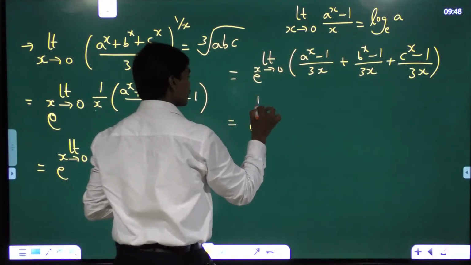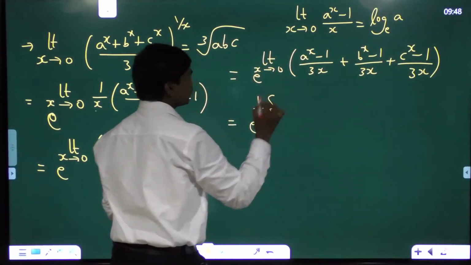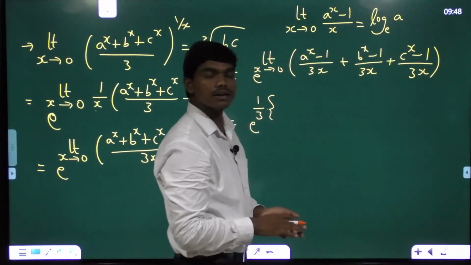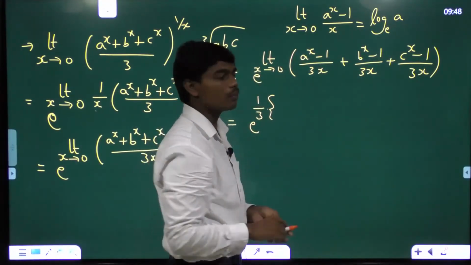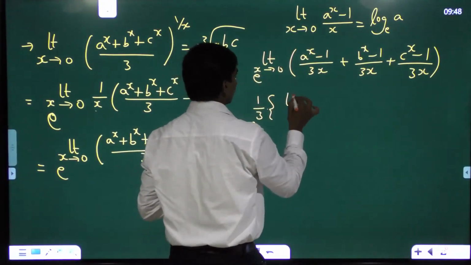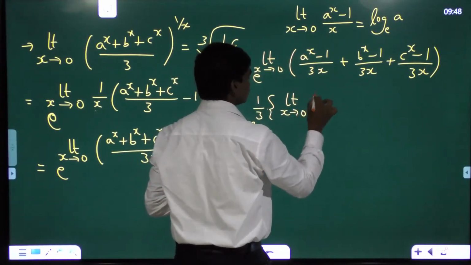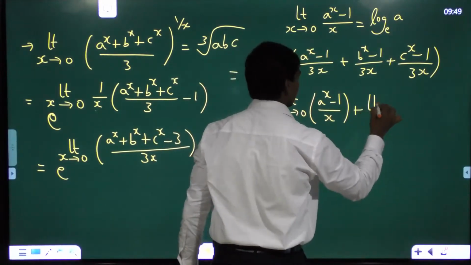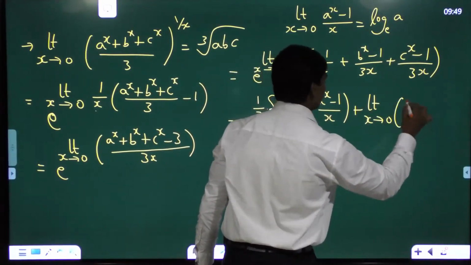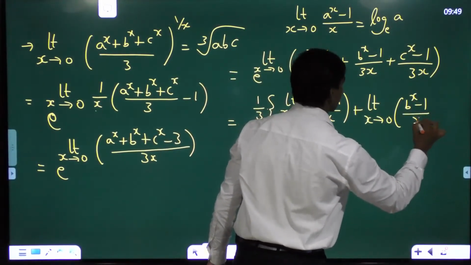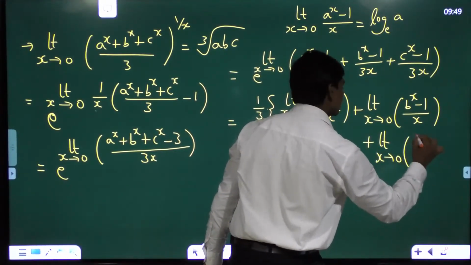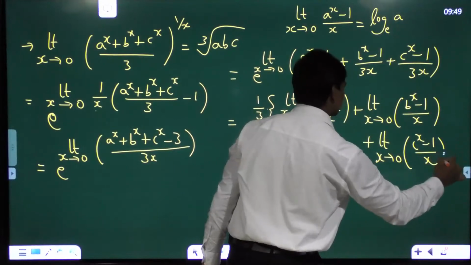So e power 1 by 3 into, now can I apply the limits individually for each term? Because we know that a limit can be split up across mathematical operators like plus and minus. So limit x tends to 0, a power x minus 1 by x, plus limit x tends to 0, b power x minus 1 by x, plus limit x tends to 0, c power x minus 1 by x.